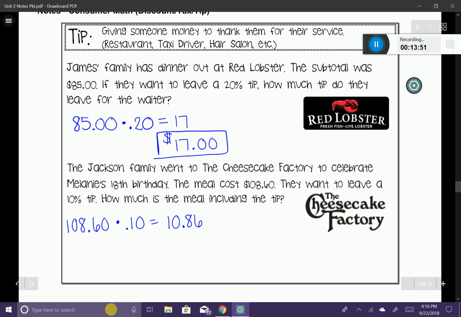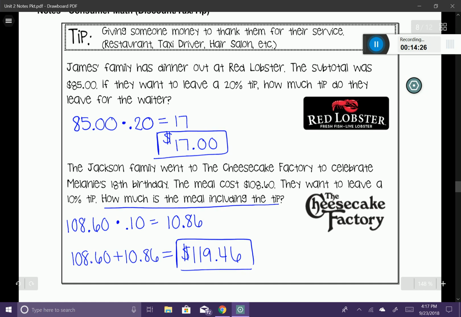So $108.60 is how much my meal cost, and $10.86 is how much I want to pay them as a gift. So if I want to know how much the whole meal is, including the tip, I'm going to take my meal and add the tip to it. And that's going to be how much I'm going to spend out of my wallet. So $108.60 plus $10.86 is going to be $119.46.